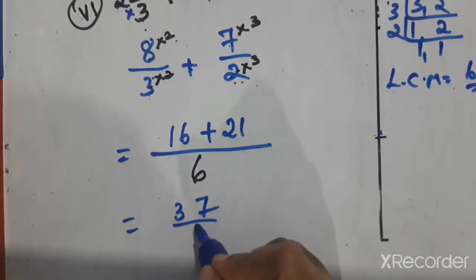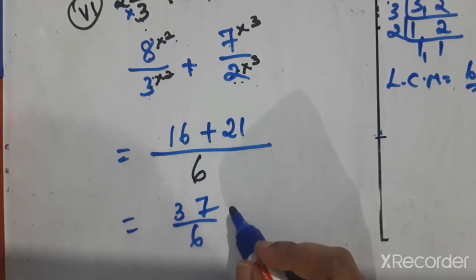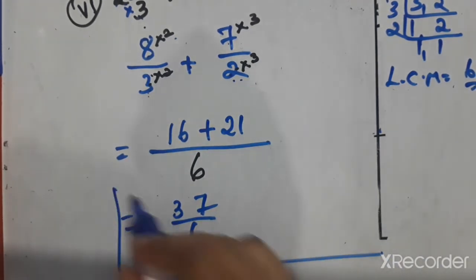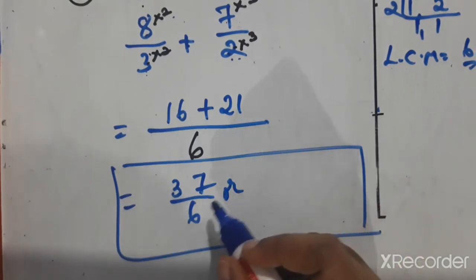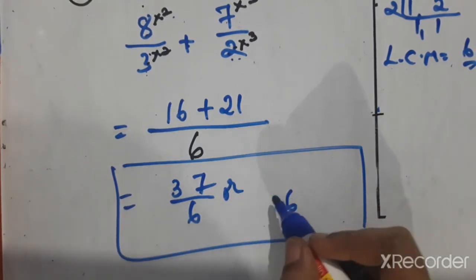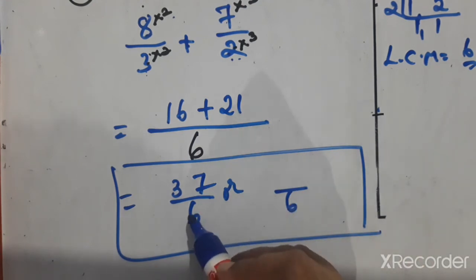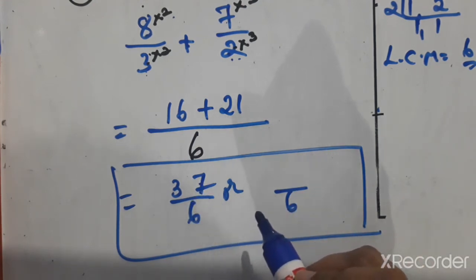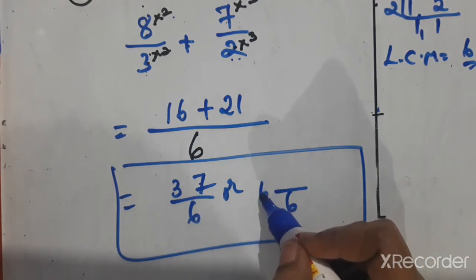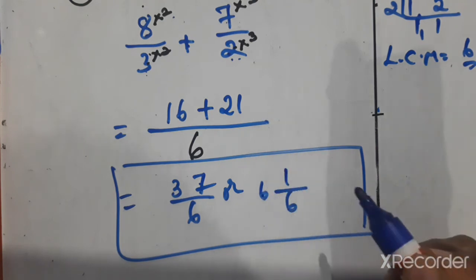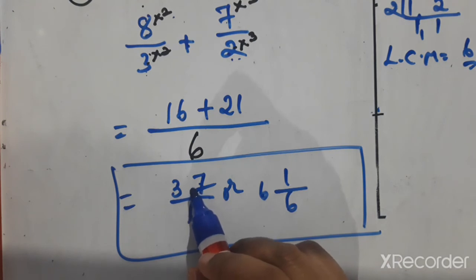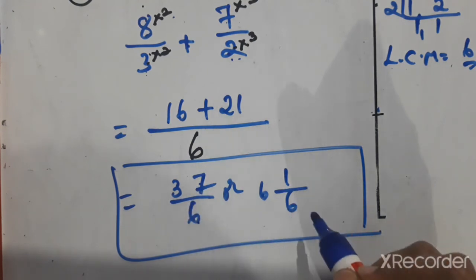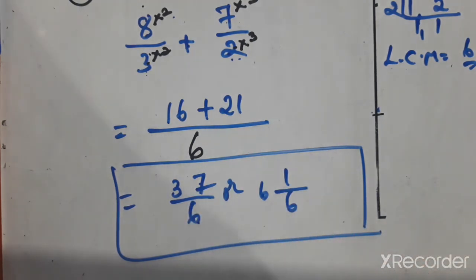37 by 6. 37 by 6, or we can convert into a mixed fraction. 6 as the denominator. 6 how much is nearer to 37? 6 6s are 36, 36 plus 1 is 37. The answer here we can write as 37 by 6 or 6 and 1 by 6.